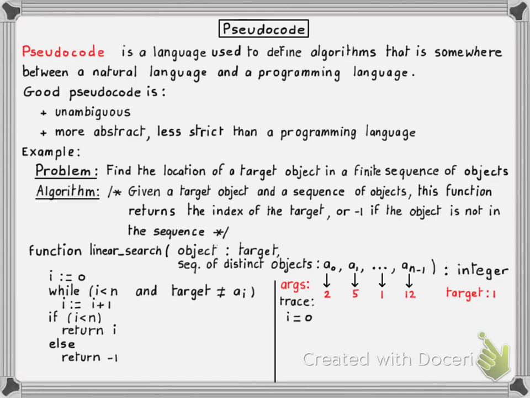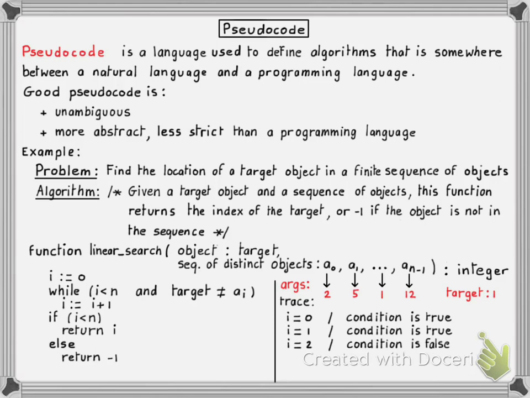Then we go to the second line and we evaluate the condition of the while loop. And this condition is true since i is less than n, and a sub i, which is a sub 0 or 2, is not equal to the target 1. So we increment the value of i on the third line, and we go back to the condition in the while loop. This condition is still true for the same reasons, namely i is less than n, and a sub 1, which is equal to 5, is different from the target 1. So we go through the body of the while loop again, we increment the value of i, and now i is equal to 2. Now this time the condition is false.